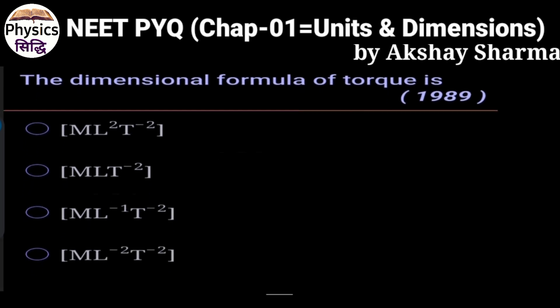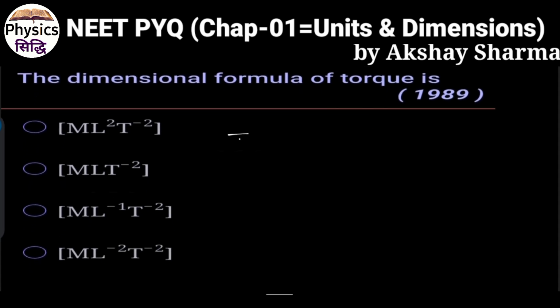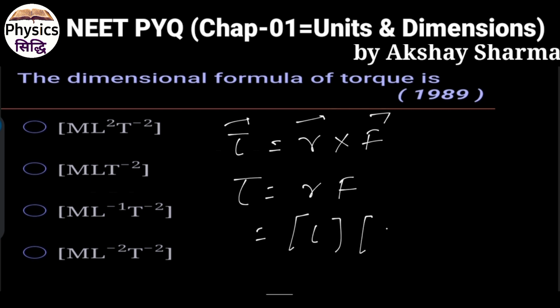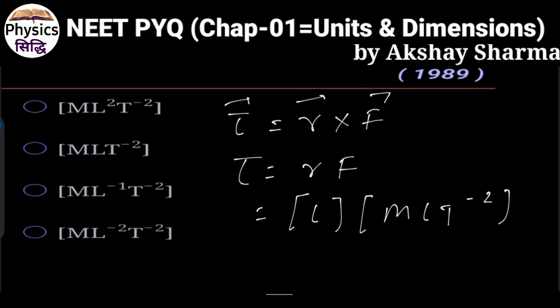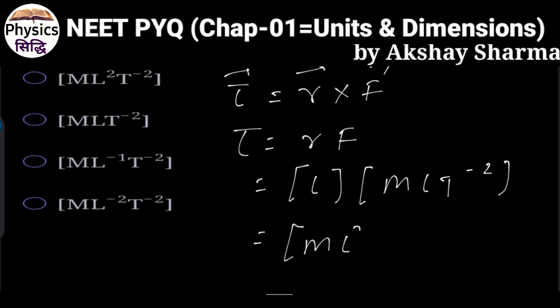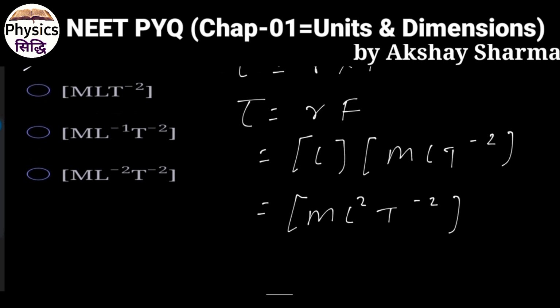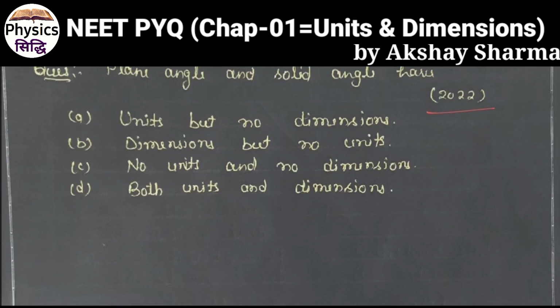The dimensional formula of torque is, so we all know that tau is r cross f, or tau is rf. So dimension, length, and force mlt minus 2. So it will be ml square t minus 2. Option A. So next question is, plane angle and solid angle have, 2022 question.